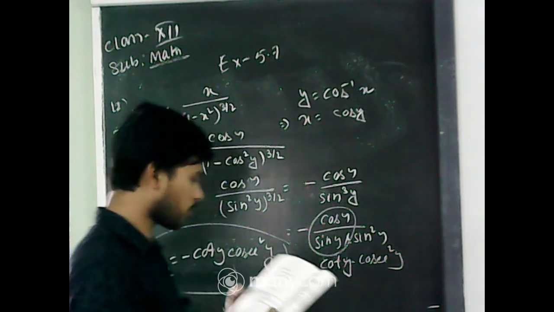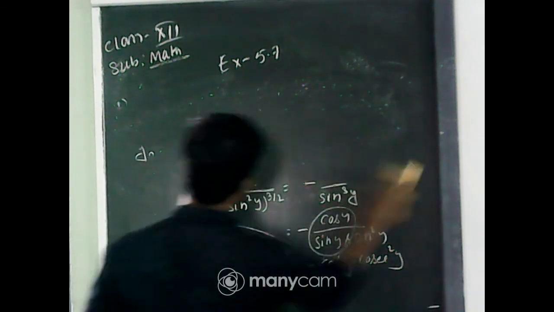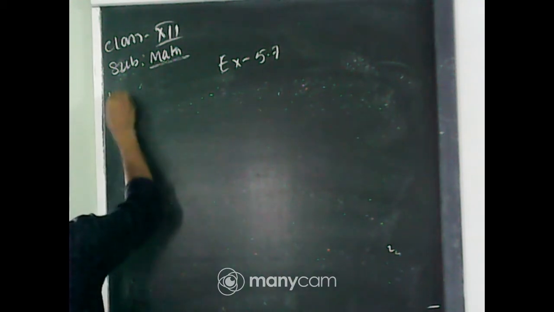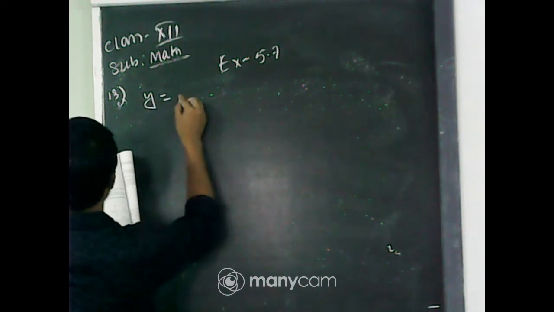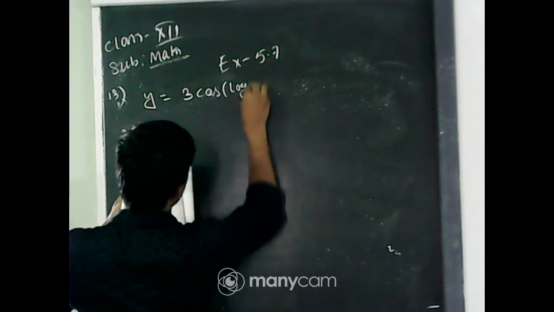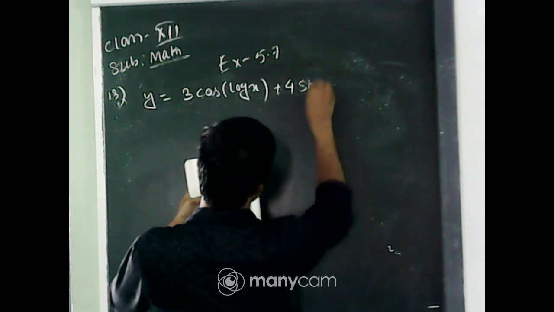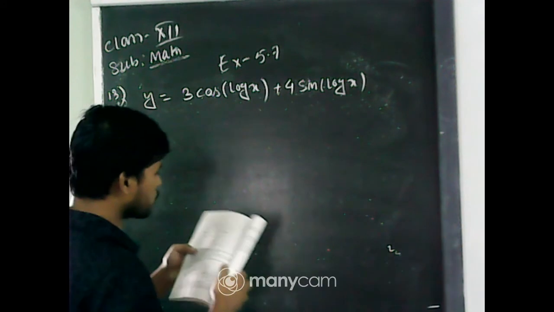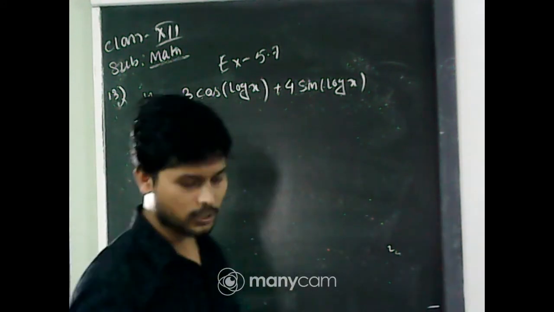So now let's solve question number 13. Question number 13 is: if y equal to 3 cos of log x plus 4 sin of log x, then we have to show that x square y2 plus x y1 plus y is equal to 0.